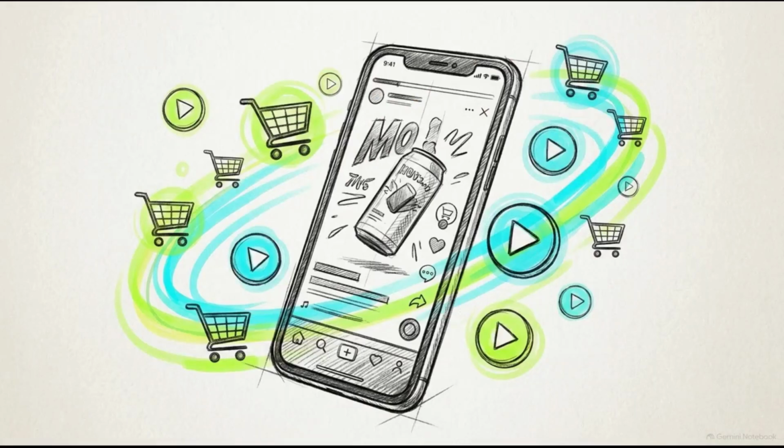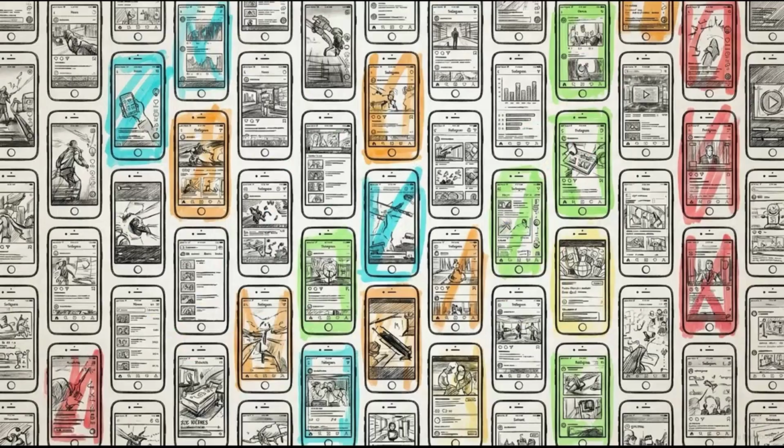That brings us to the second category, e-commerce video engines, which includes platforms like Creatify and AdCreative. These tools serve high-volume social marketers who need constant short-form video content to stay relevant in feed-based algorithms.